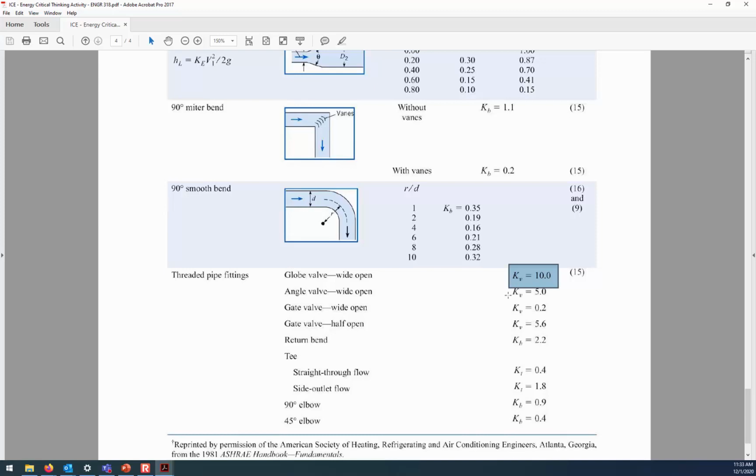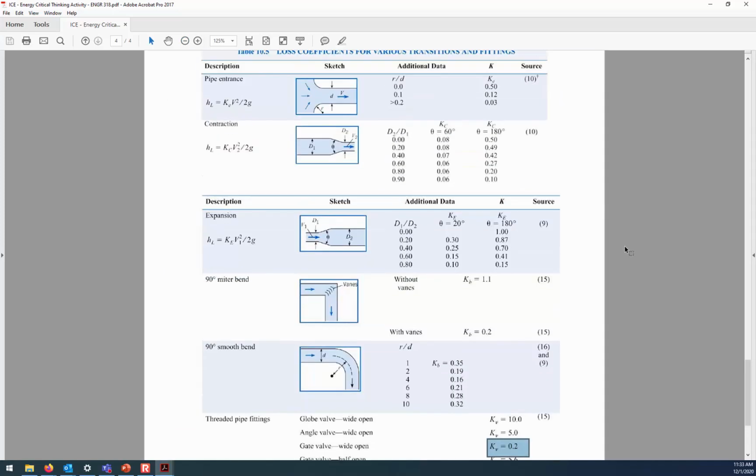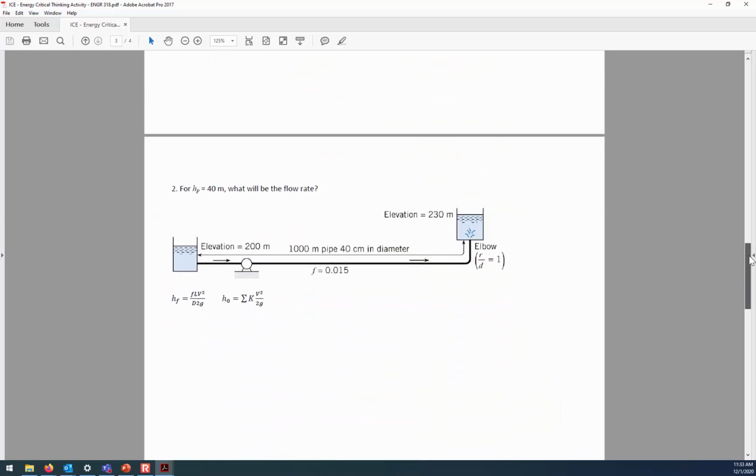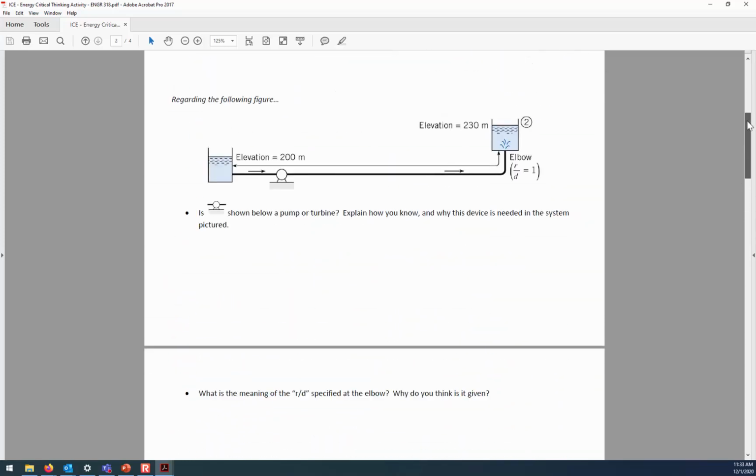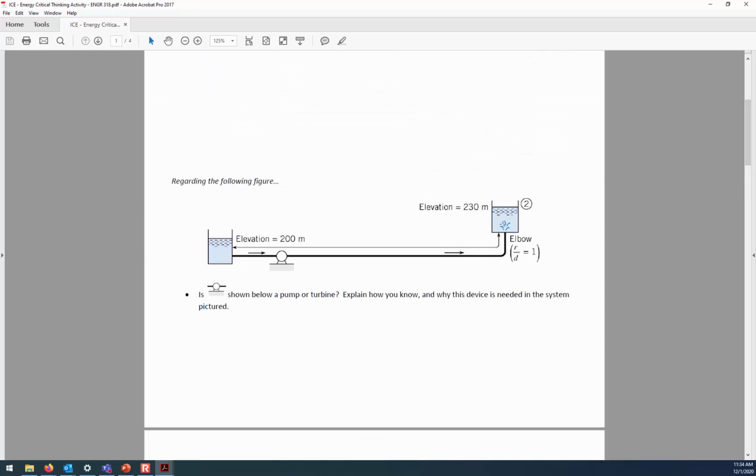In comparison to that, a gate valve that's fully open has hardly any energy loss, it has a low K value. And so this table can be used to estimate the effects of local losses. So in this figure, the elbow radius to diameter is given specifically so that we could account for the local losses that occur.